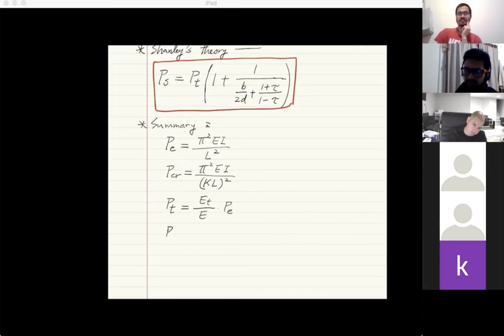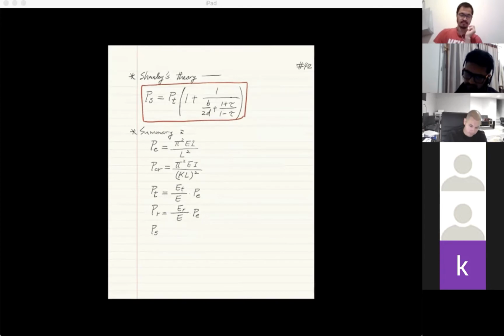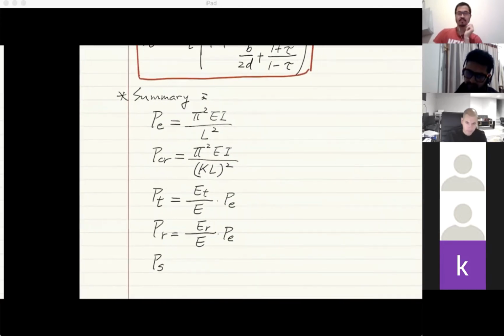And we also talk about PR. That's reduced modulus theory. Similarly, this can be determined by ER over E, also times PE, right? And the very last one is the one you have on this page, PS, and this is not that easy to be expressed, but you have the expression, which is right here.